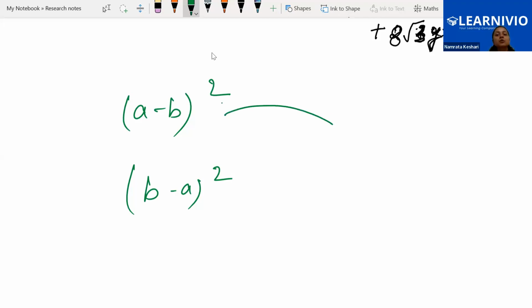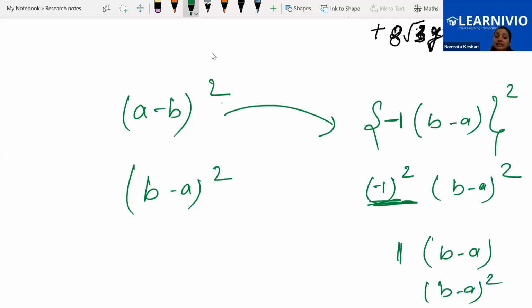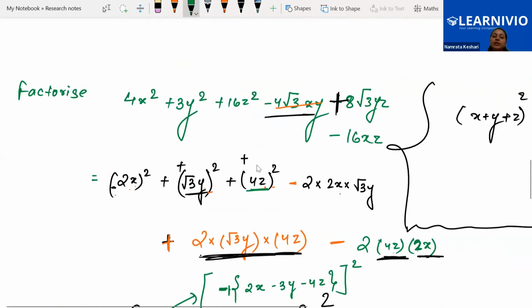In this (a minus b) whole square, if you take minus common, it will become (b minus a). But whatever you have taken out common will also take the power 2. If you have taken minus 1 common, that will also take the power 2. Minus 1 will take power 2, and then (b minus a) will also take power 2. Minus 1 taking power 2 will be plus 1, and (b minus a) whole square. Getting it? But yes, in reality, a minus b and b minus a are not the same. Getting it? Yes, ma'am. Okay, this is one of the ways of doing it.